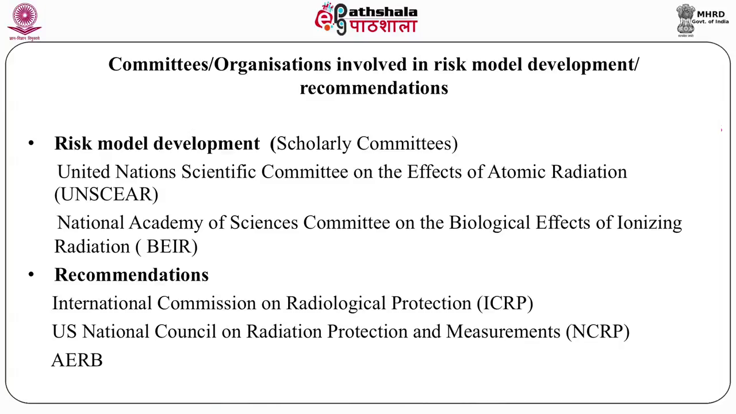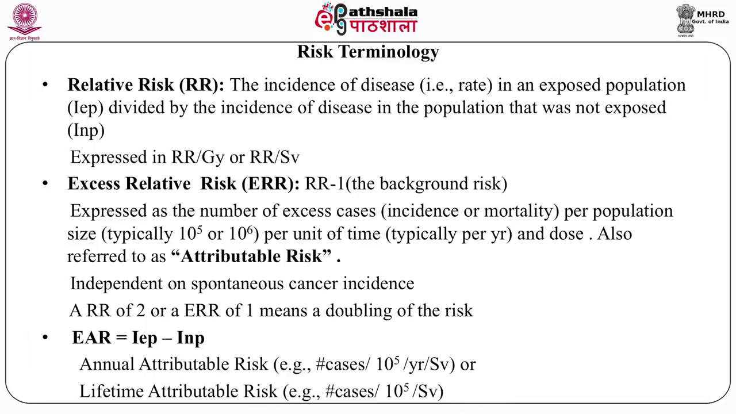For example, based on the ICRP, which is an international body, various nations have their own councils or radiation protection agencies. The US has the National Council on Radiation Protection and Measurements, NCRP. In India, we have the Atomic Energy Regulatory Board. Now, before we go a little further, let's familiarize ourselves with the risk terminology.